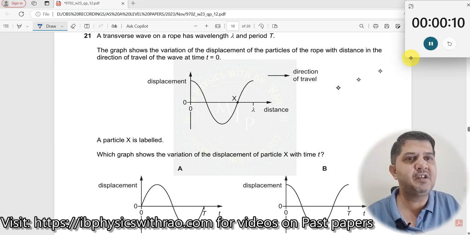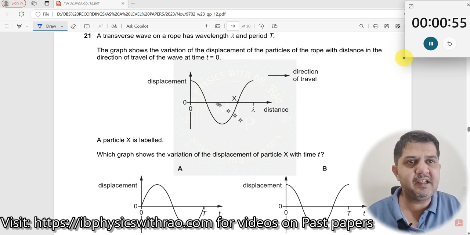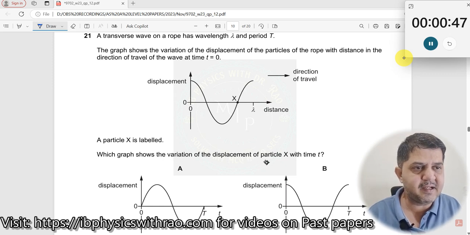Question number 12. A transverse wave on a rope has a wavelength lambda and a period T. The graph shows a variation in displacement of the particle of the rope with distance. Particle X is labeled. Which graph shows a variation of the displacement of the particle X with time t?